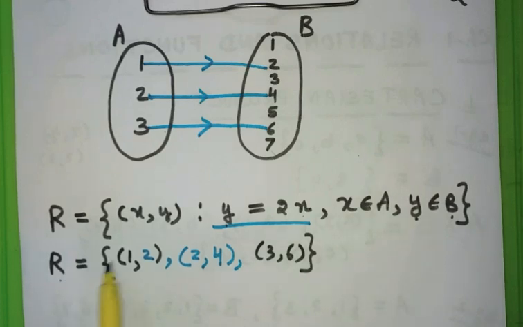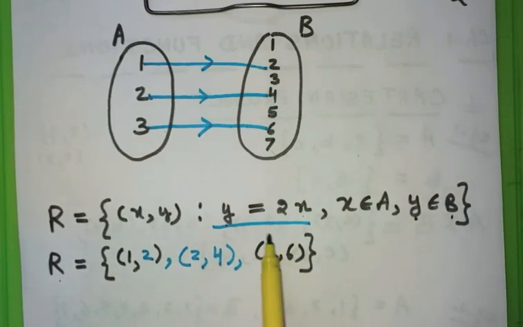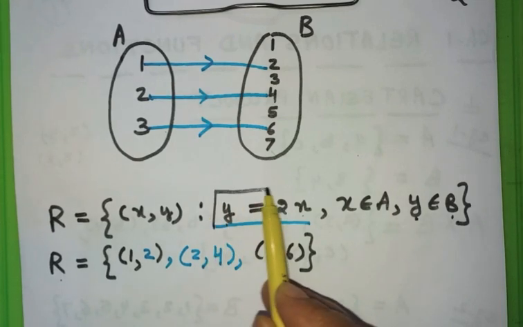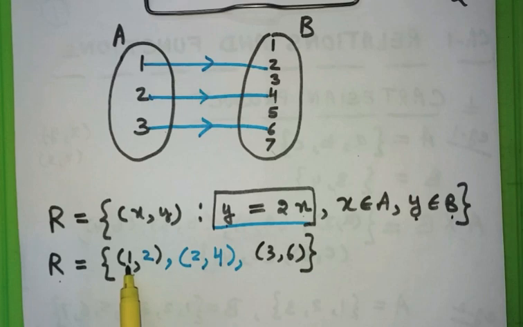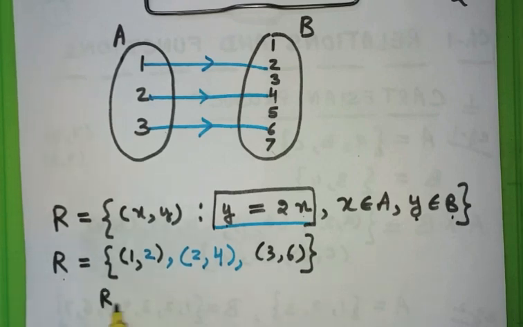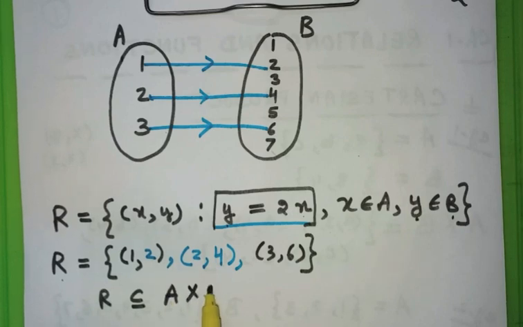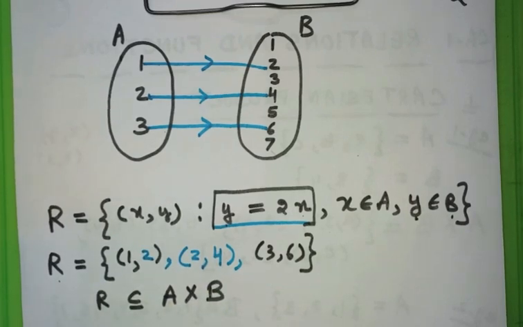Set R is the set of ordered pairs which were following a particular relationship between the first element and the second element. And we can also observe that this set R is a subset of the previously written Cartesian product A cross B. Do you remember?